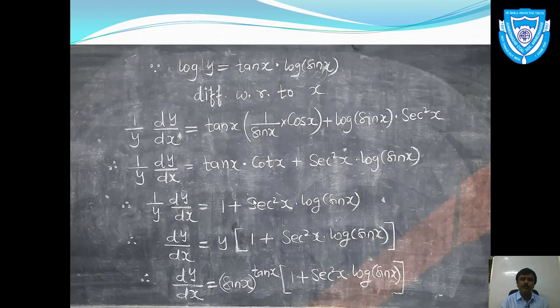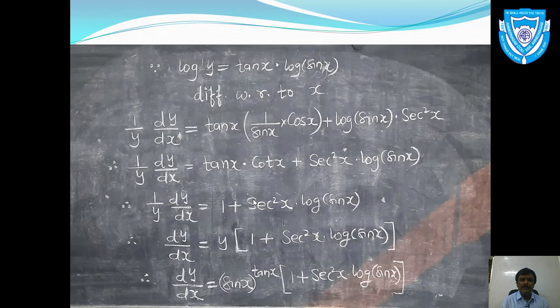What are those u and v? We'll address tan x as u and log of sin x as v. So first into derivative of second plus second into derivative of first, that is tan x into 1/sin x into cos x plus log of sin x into sec square x. What is sec square x? It is the derivative of tan x. So this is how, by using the product rule, we have derived the derivative of the right hand side.